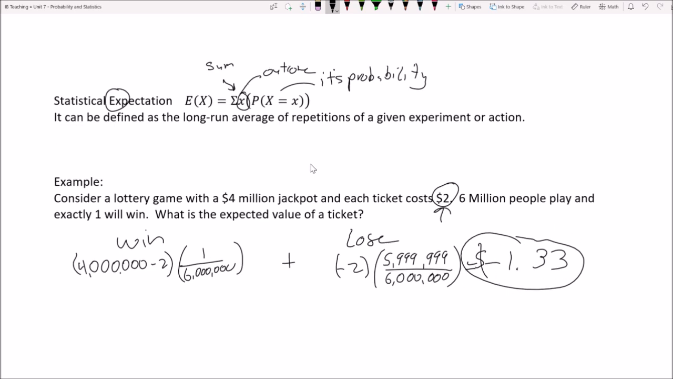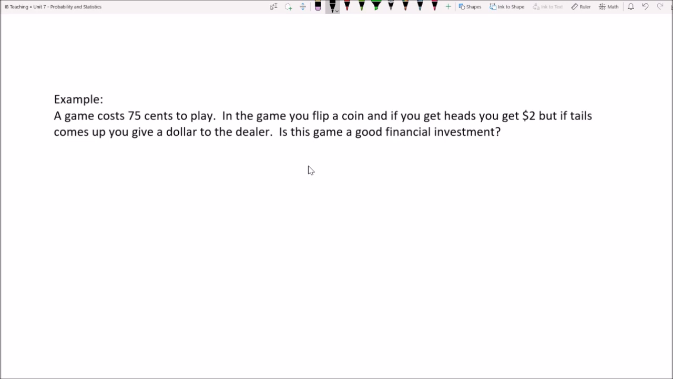Let's see another example. Here's another game that I just made up just for fun. Here's a game where you pay 75 cents every time you play. In the game, you flip a coin, and if you get heads, you get $2. But if tails comes up, you give $1 to the dealer. We want to know if this game is a good financial investment, and that's asking about the statistical expectation. A good financial investment would mean that it has a positive statistical expectation.